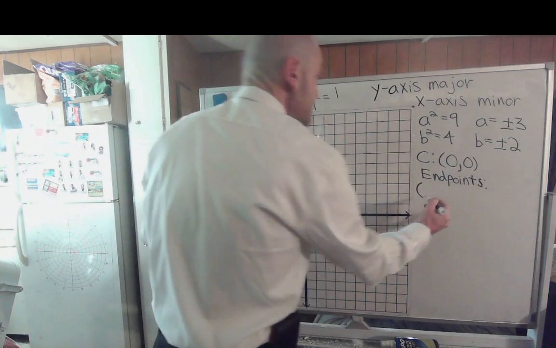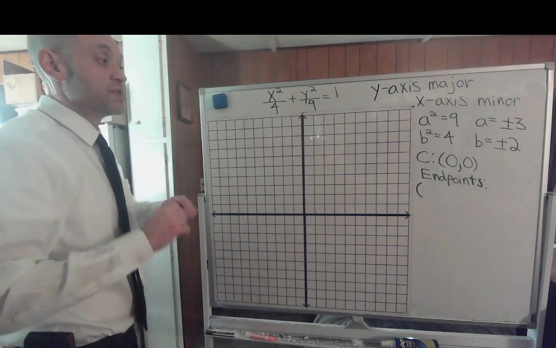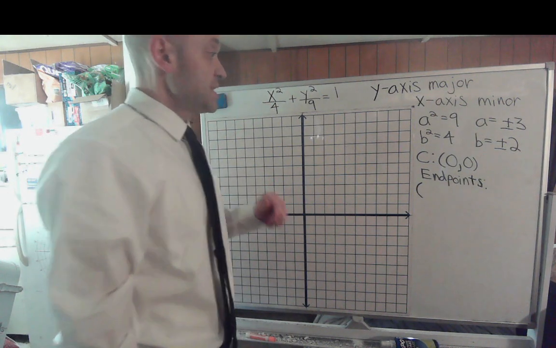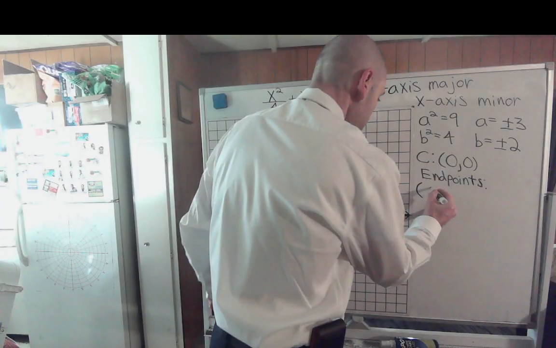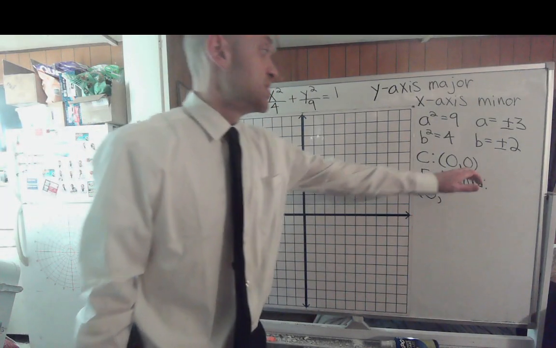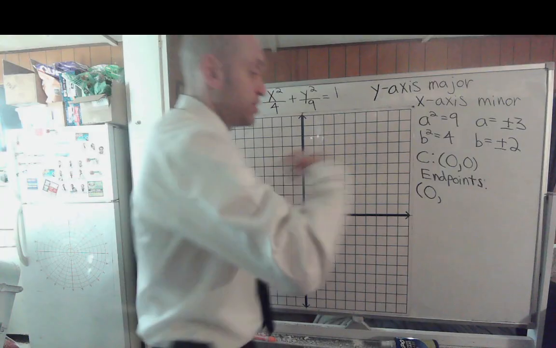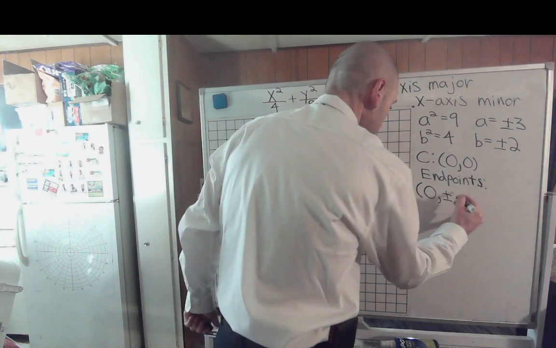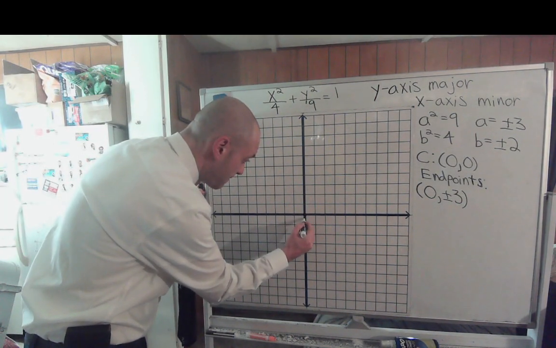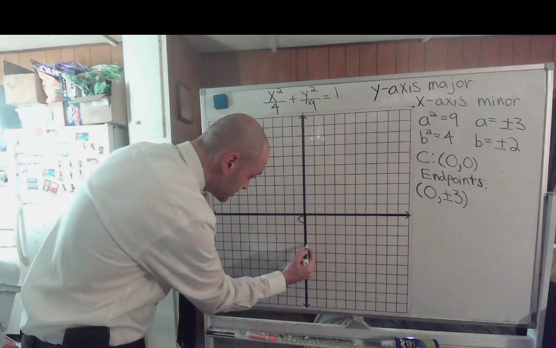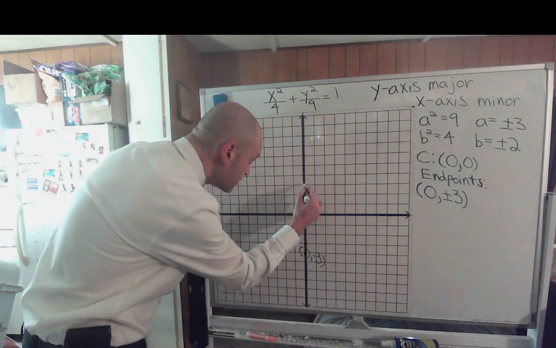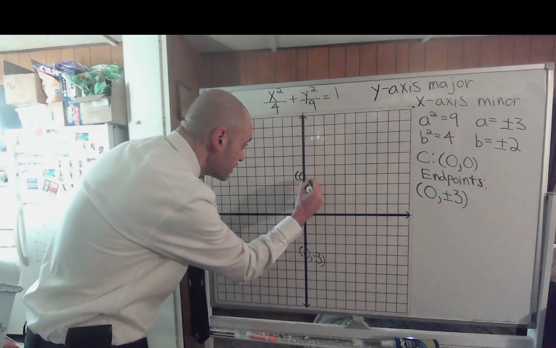Now we need to obtain some endpoints. So let's deal with the major axis endpoints first. So this time the y-axis is the major axis. So we're going to leave the x-coordinate of 0 alone, but we take the y-coordinate of 0, add and subtract 3 from that, you'll get 0 plus and minus 3 as your major axis endpoints. Let me graph that center here. Now 1, 2, 3, so here is 0, -3, 1, 2, 3. Alright, so there is 0, 3.